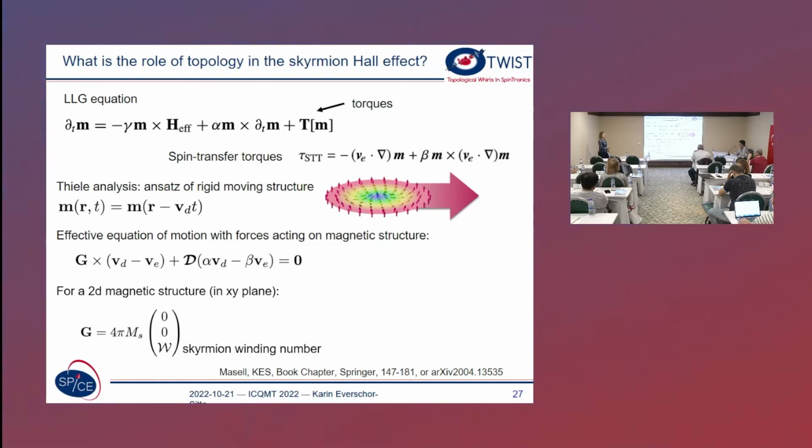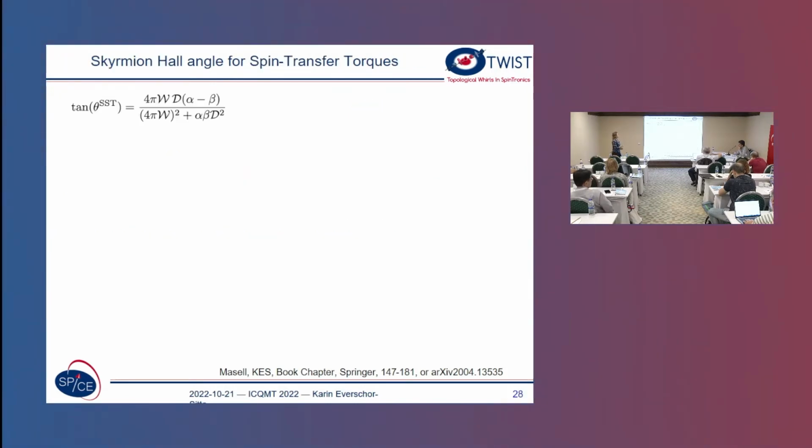And this G here has the skyrmion winding number in it. So here we have directly the topology entering. So if we look at the skyrmion Hall angle, which we then can compute, it has the skyrmion winding number. So let's look at this equation. And it vanishes for structures that don't have a topological index.